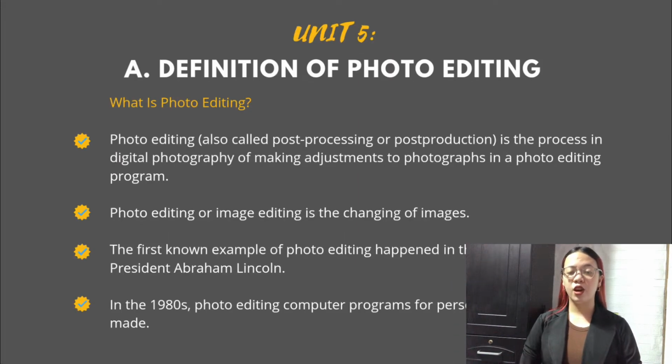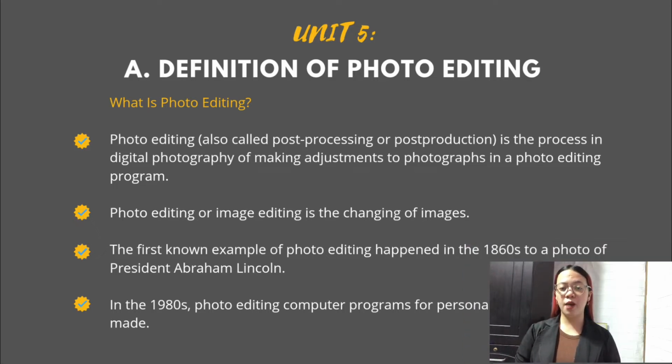So let's proceed to the main definition of photo editing. What is photo editing? Photo editing, also called post-processing or post-production, is the process in digital photography of making adjustments to photographs in a photo editing program. In other words, photo editing or image editing is the changing of an image. It encompasses the process of altering images, whether they are digital photographs, traditional photochemical photographs, or illustrations.